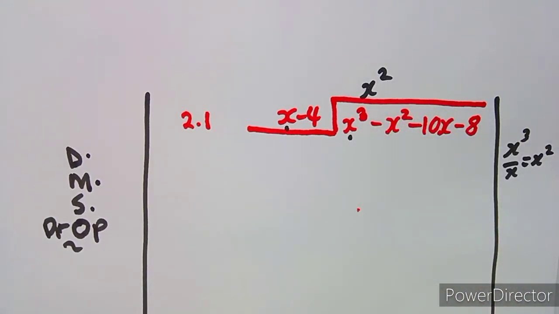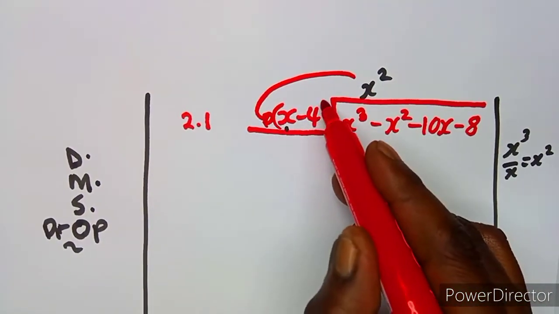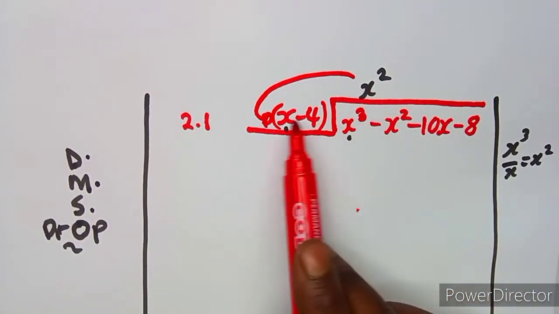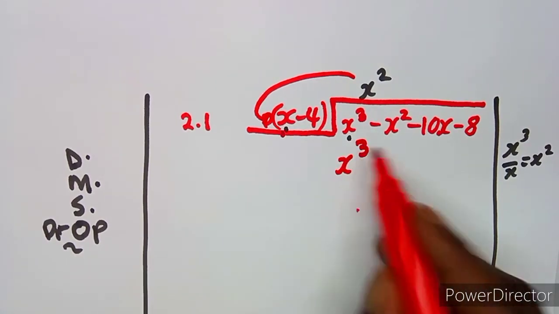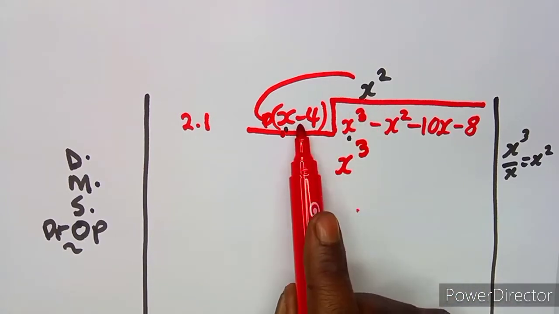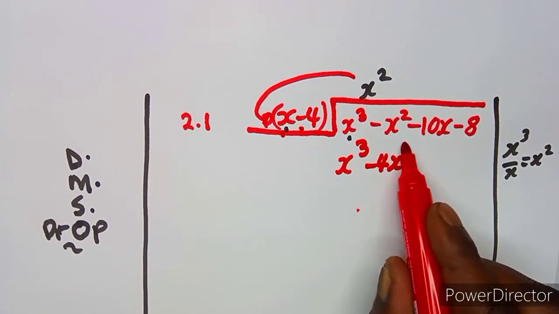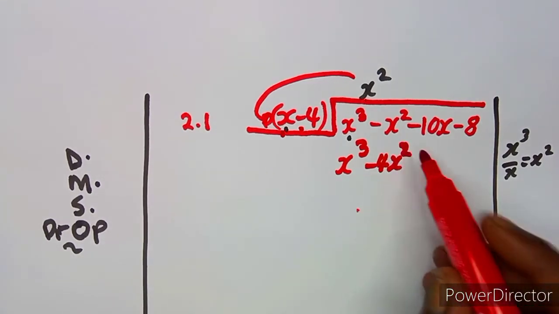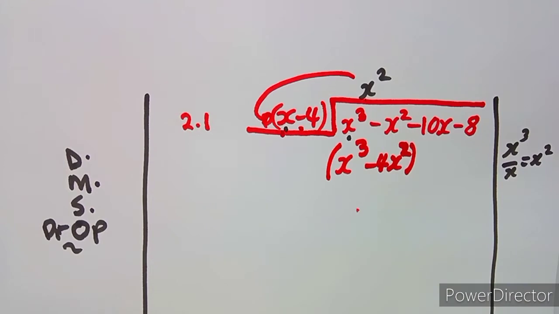Then whatever you obtain multiplies back here everything. So it's x squared times x, which is x to the exponent of 3. x squared times minus 4, which is minus 4x squared. All right, so this is what you're going to do. You multiply back, then you subtract. All right, so we're going to subtract here.